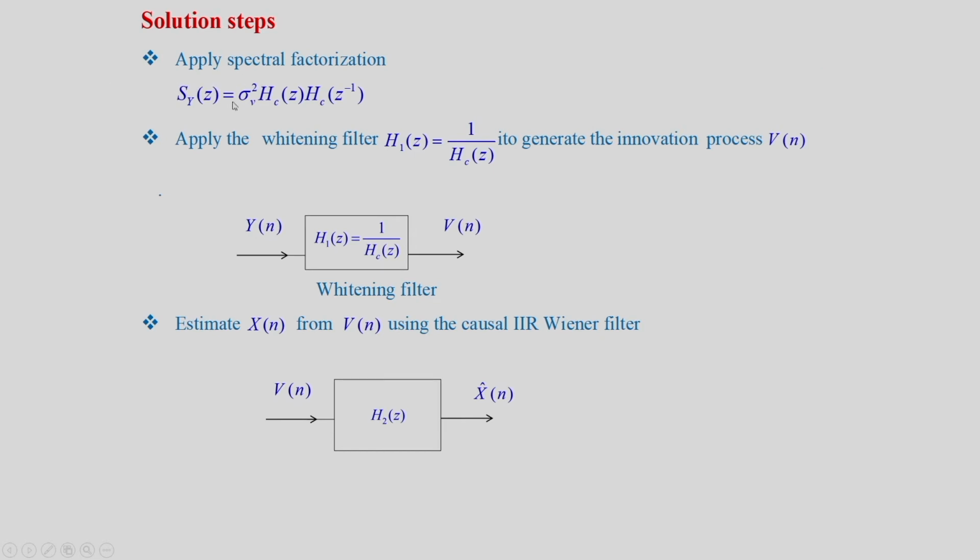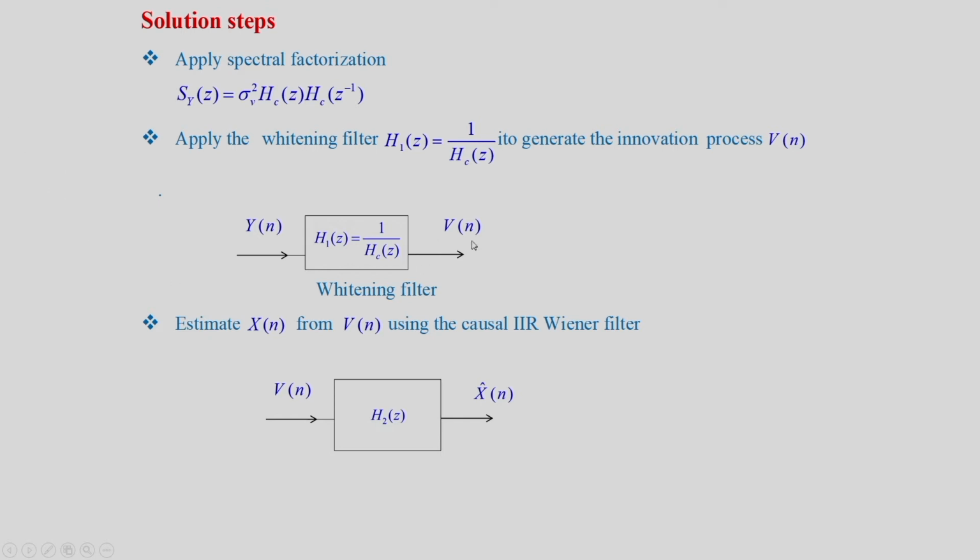So, by applying spectral factorization, we have SYZ is equal to sigma v square into HCZ into HCZ inverse. Now, we can apply the whitening filter, because HCZ is a causal minimum phase filter, therefore, we can invert it. So, we can apply the whitening filter H1Z is equal to 1 by HCZ to generate the innovation process Vn. This Vn is the innovation process. So, this is the filtering action. We pass Yn through H1Z is equal to 1 by HCZ, we will get Vn.